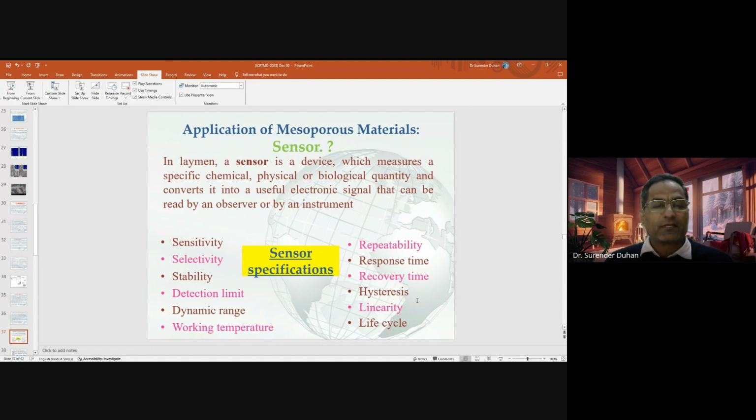Sensor specifications: sensitivity, selectivity, stability, detection limit, dynamic range, working temperature, repeatability, response time, recovery time, hysteresis, linearity, and life cycle.